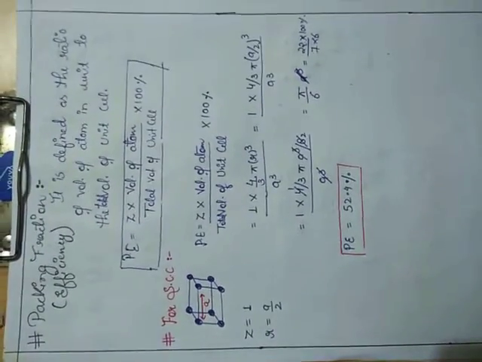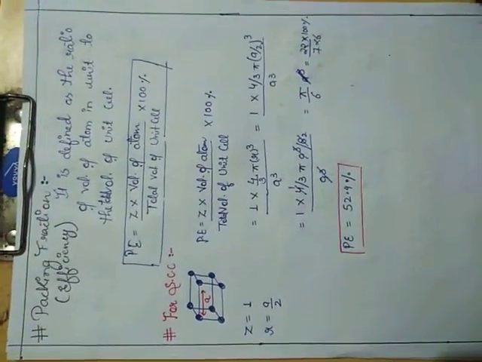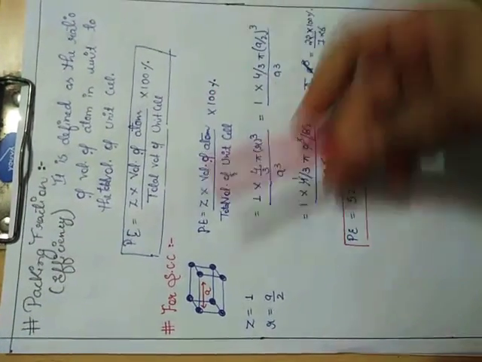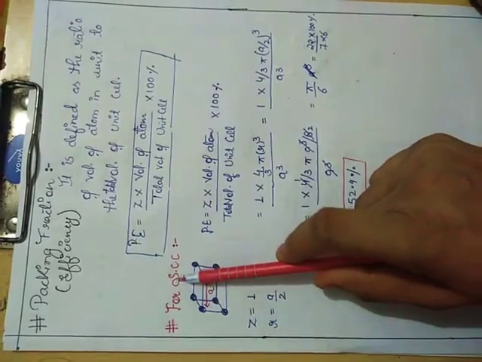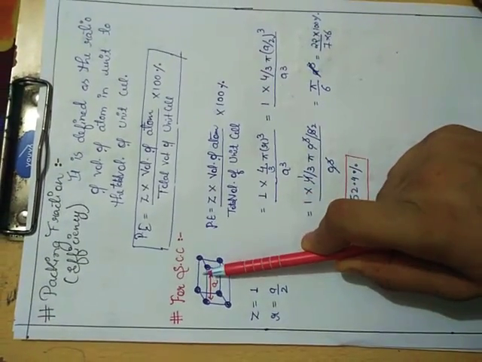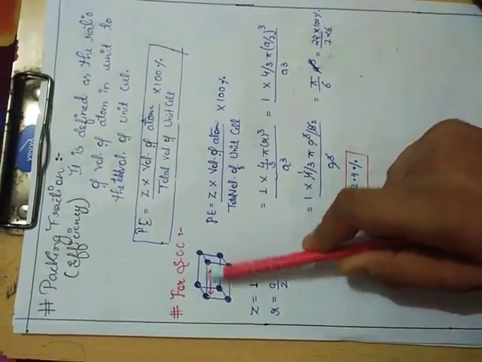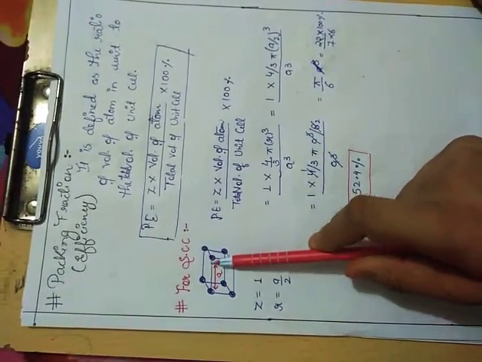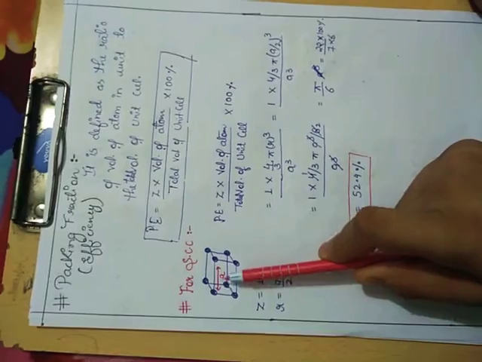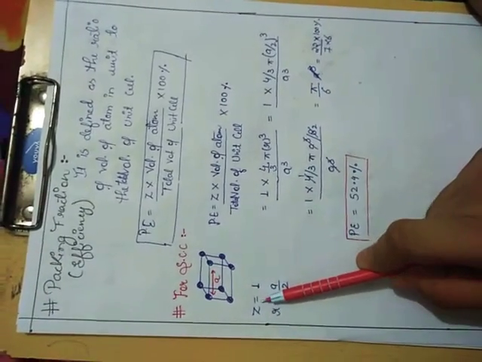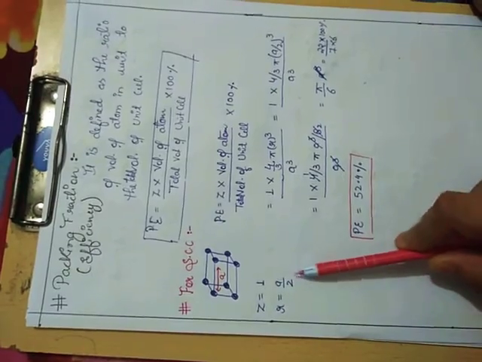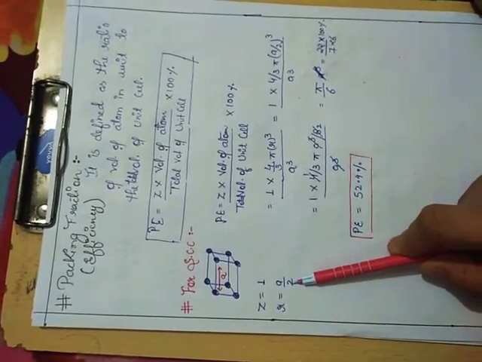So we will check the types of unit cells one by one and try to derive the packing efficiency formula for them. First we will take the SCC arrangement. In SCC arrangement, atoms are present at the corners of the unit cell, and the distance between two neighbors is the edge length, that is a. So the number of atoms Z for SCC is 1 and the radius, we know, is a by 2, or you can say half the edge length.